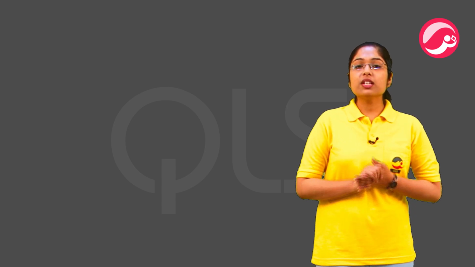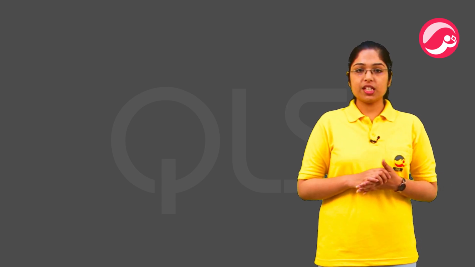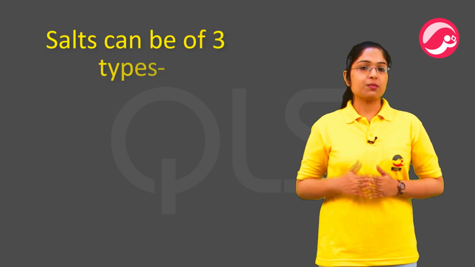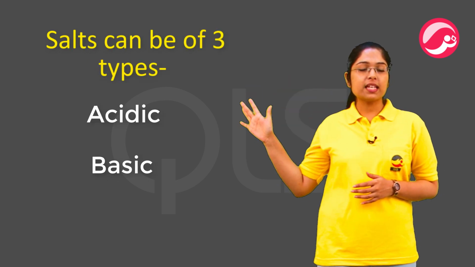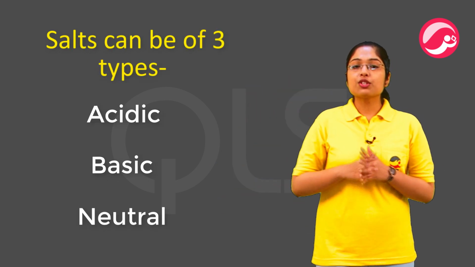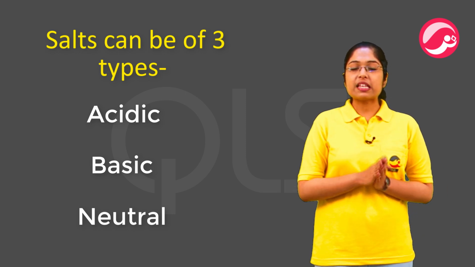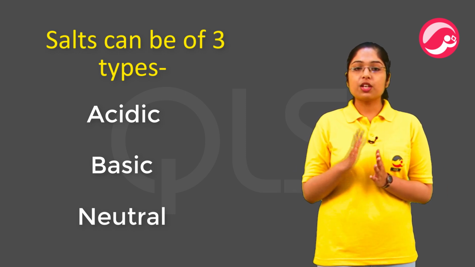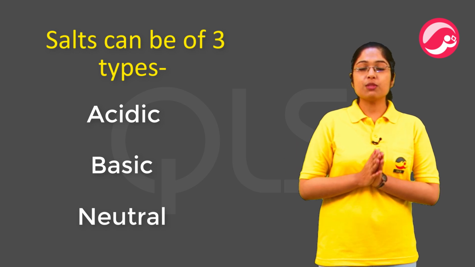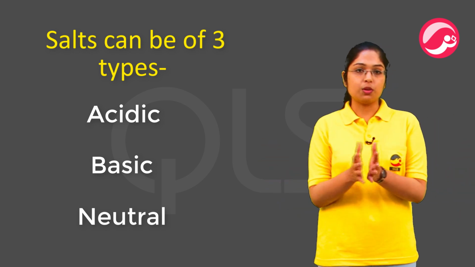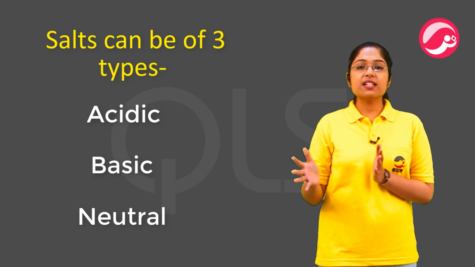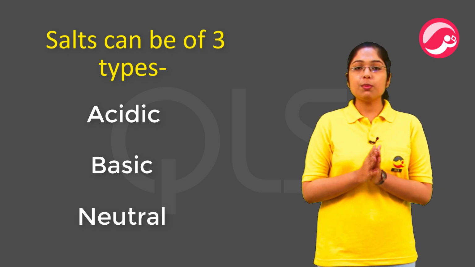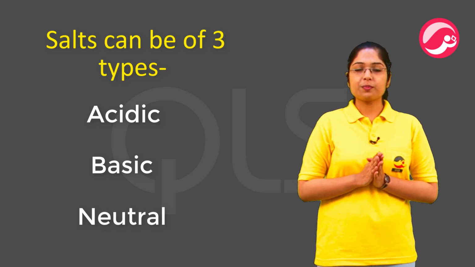So, based on the type of acid and base reacted with each other, salts can be of 3 types: acidic, basic and neutral. Salts formed during neutralization reactions are not necessarily neutral. ज़रूरी नहीं है कि neutralization reaction में जितने भी salts form हो रहे हैं वो सब neutral होंगे. It is only the acids and bases with equal strength which are capable of producing neutral salts.